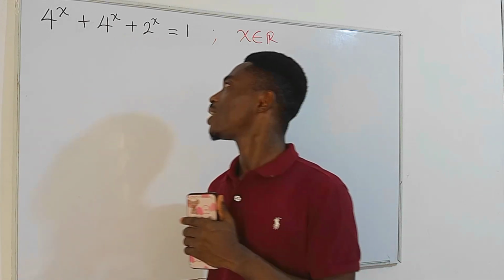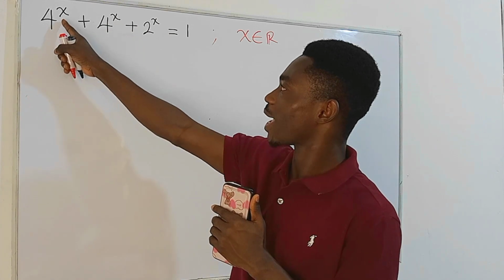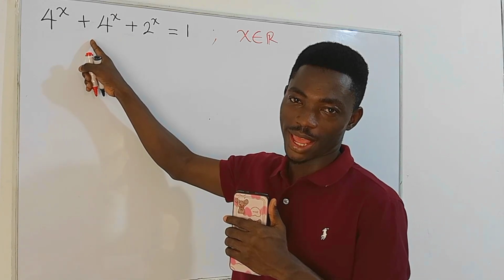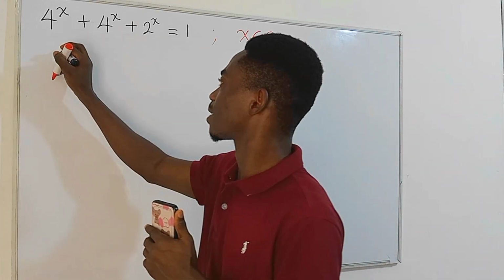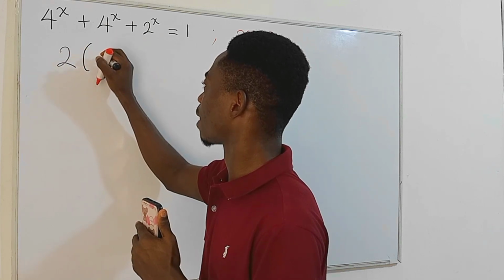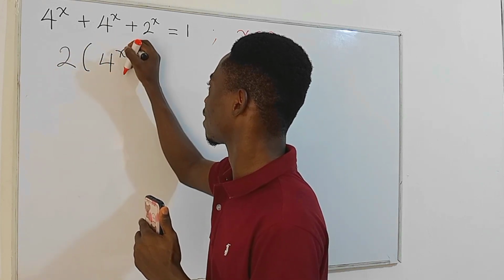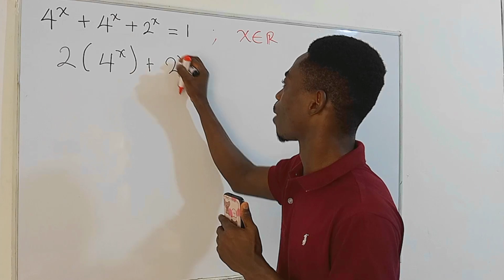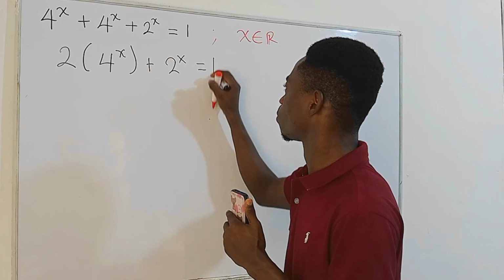Let's now begin. In fact, we have 4 to the power x plus 4 to the power x. That means we have twice of 4 to the power x. Then we can rewrite this as 2 times 4 to the power x, plus 2 to the power x, and this is equal to 1.